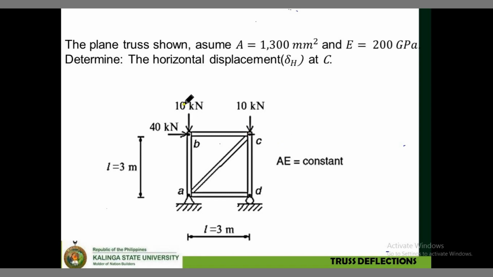So, when I apply these loadings, obviously point C will move. But what would be the direction? Will it move to the right or to the left? And how much is that movement? How much is that distance? So, the length of AB is 3 meters.